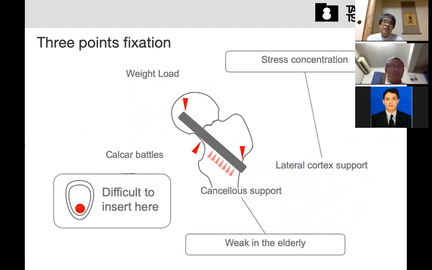So in addition, to secure the fixation against varus displacement, this pin must be stabilized by three-point fixation. The one point is the femoral head. This fixation should be very stable to prevent varus displacement of this pin.